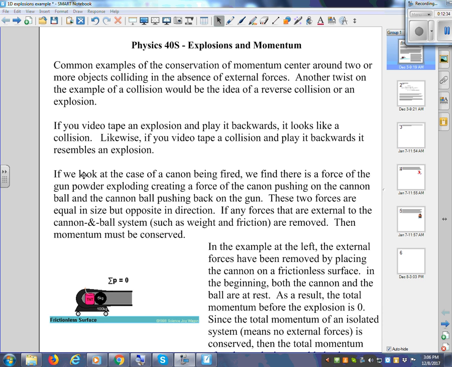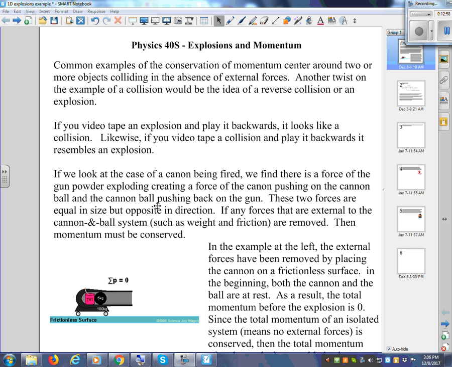It looks like a collision. Likewise, if you videotape a collision and play it backwards, it resembles an explosion. If you look at the case of a cannon being fired, we find there is a force of the gunpowder exploding, creating a force on the cannonball, pushing on the cannonball, and the cannonball pushing back on the gun. These two forces are equal in size but opposite in direction, Newton's law. If any forces that are external to the cannon-cannonball system, such as weight and friction, are removed, then momentum must be conserved.